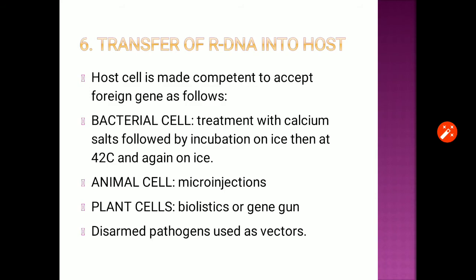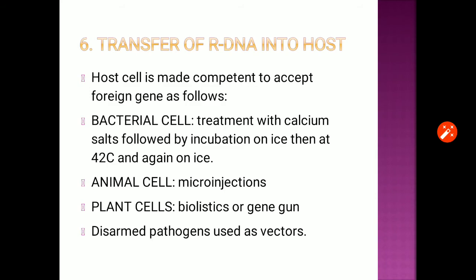Now if the cell that we want to modify by insertion of the desired gene, or the vector containing the desired gene, is an animal cell, we will use micro injections. Micro needles or micropipettes will directly inject the desired gene into the nucleus of the animal cell. In plant cells, we use biolistics or gene gun.